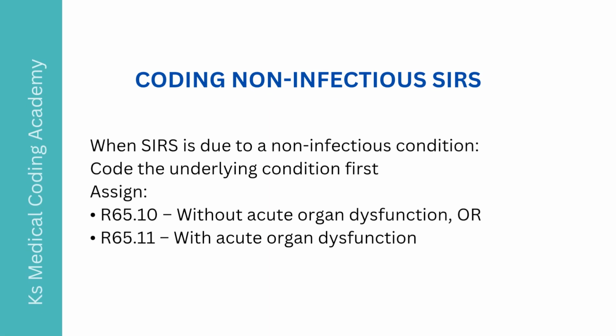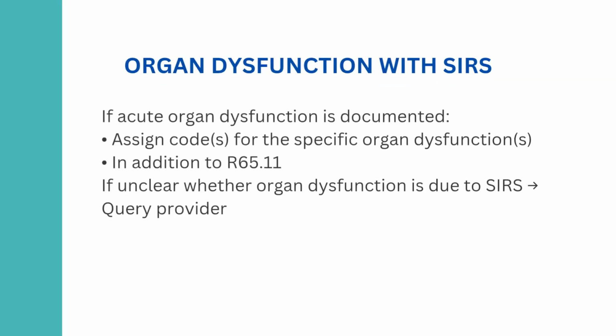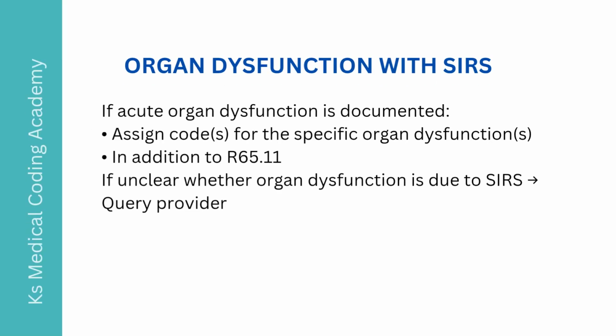Coding non-infectious SIRS. When SIRS is due to a non-infectious process, code the underlying condition first. Then assign either R65.10 for SIRS without acute organ dysfunction or R65.11 for SIRS with acute organ dysfunction. Organ dysfunction with SIRS. If acute organ dysfunction is documented, assign codes for the specific organ dysfunctions in addition to R65.11. If it is unclear whether the organ dysfunction is related to SIRS, the provider must be queried.